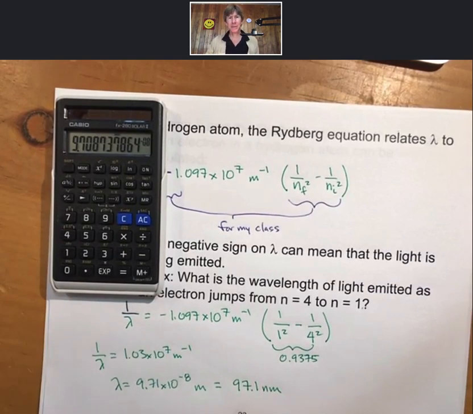That is not in the visible region, that is in the ultraviolet region, as we expected from the previous one. So we expected that shift to be higher energy than the ones in the visible region on the previous page, and it is. Okay.